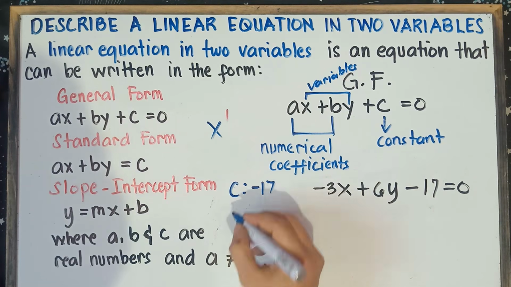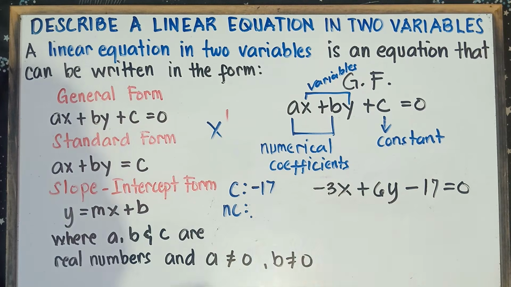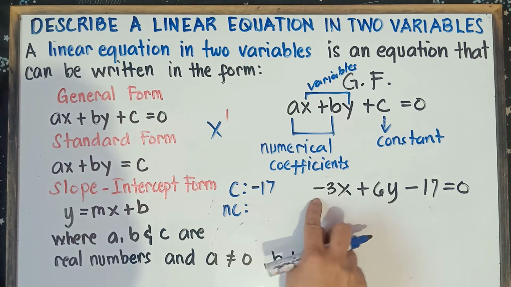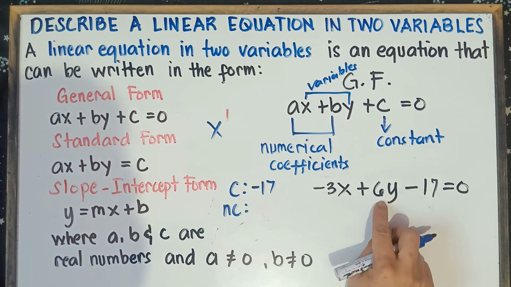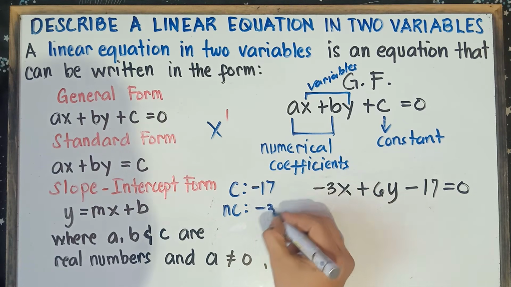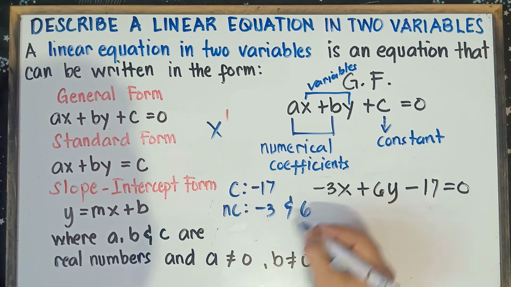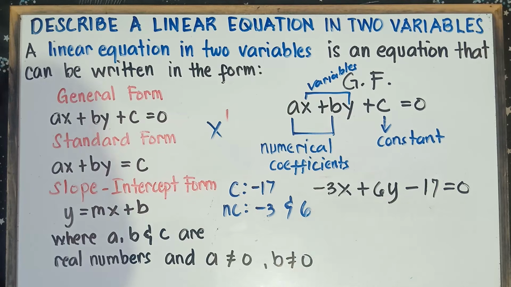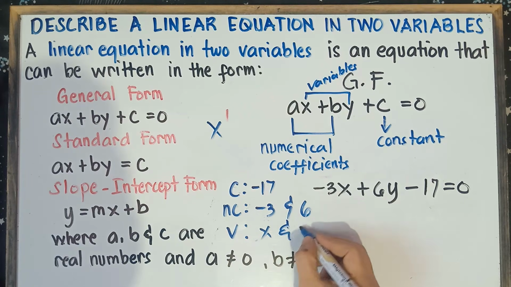Next question, class. What is the numerical coefficient? That's correct. The numerical coefficient, those are the numbers together with the variable. So we have negative 3 and then positive 6. Once again, class, the number together with the variable is what we call the numerical coefficient. So negative 3 and positive 6. These are the numerical coefficients. What are the variables? That's correct. That would be x and y.